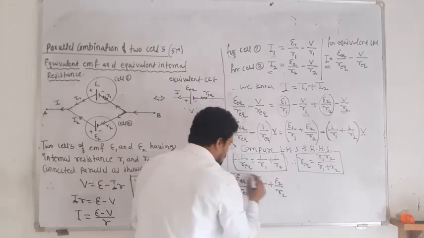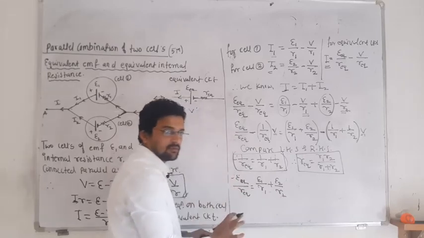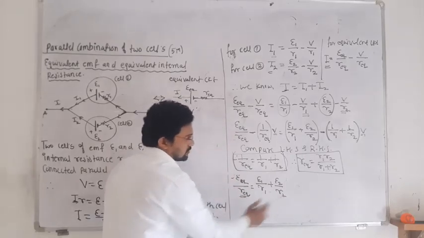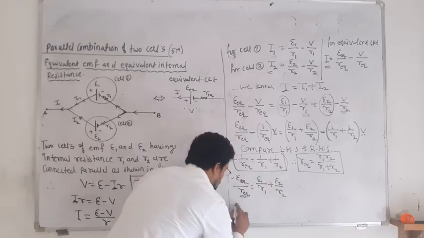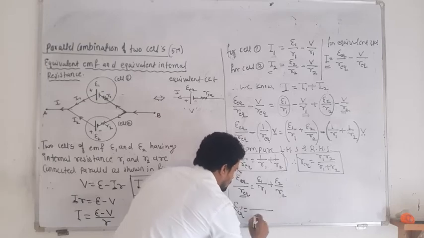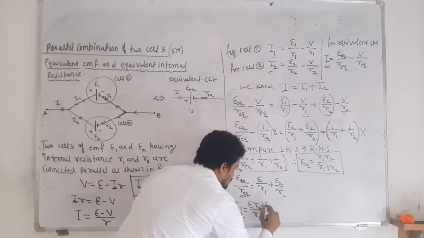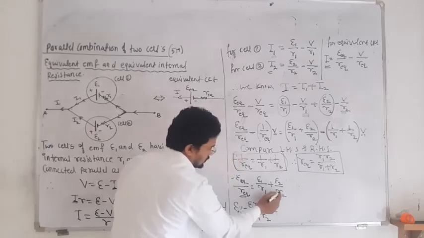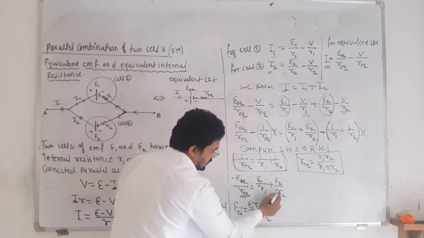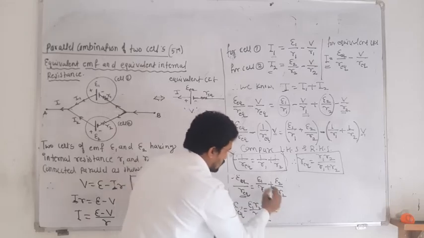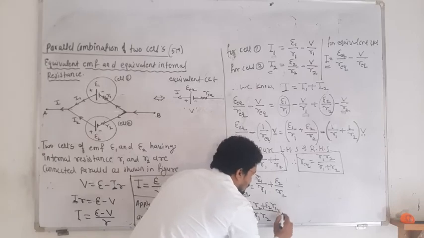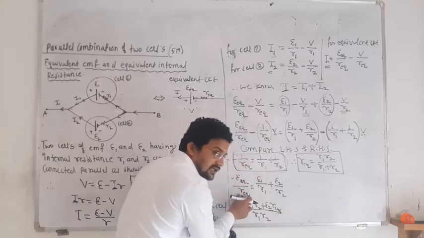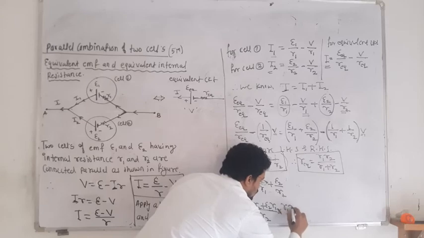If you keep this as it is, it doesn't matter, it will be okay, but we know now the R_equivalent value. Okay, so just shift this. So E_equivalent is equal to what? I will take the LCM. It becomes R1 R2 times (E1 R2 plus E2 R1) over R1 R2. This will multiply here, this will multiply here, and at the denominator R1 into R2, and this R_equivalent will be multiplied here. So rather than keeping the R_equivalent, I will keep this: R1 R2 divided by R1 plus R2.